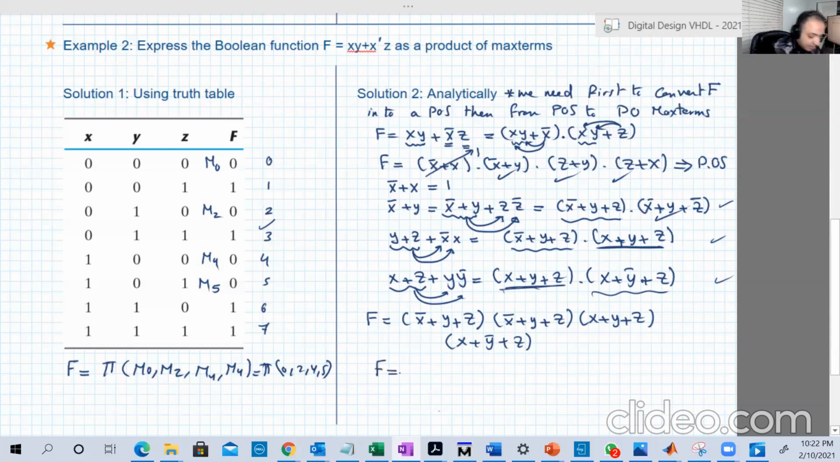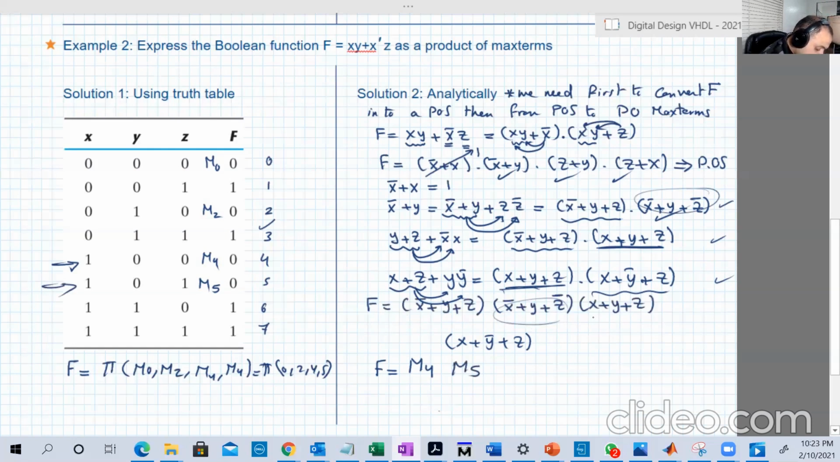I mean, write the corresponding max term for each one of these sums. So x bar, remember, x is 0, x bar is 1. Same for y and z. So this is basically 100, which is M4, capital M4. Then 101, this is basically z bar here, this is 1. So 101, M5, capital M5.